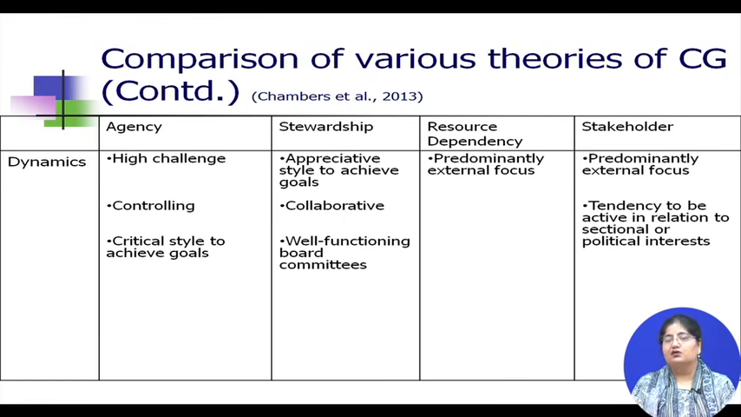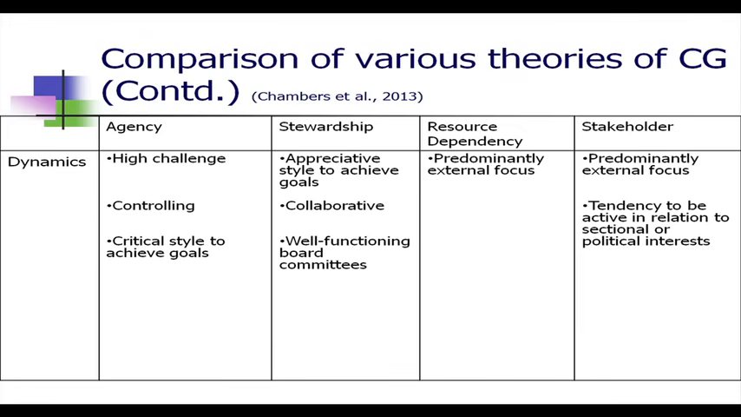Resource dependency, the focus is primarily external. They are looking outside the organization to get their resources. And then as far as stakeholder theory is concerned, the focus is again predominantly external, to find out who can be affected by the organization and how their interests can be kept in mind and looked after through the governance of the organization. The tendency is to be active in relation to sectional or political interests. So that is how these four theories compare as far as the tasks of various boards are concerned.